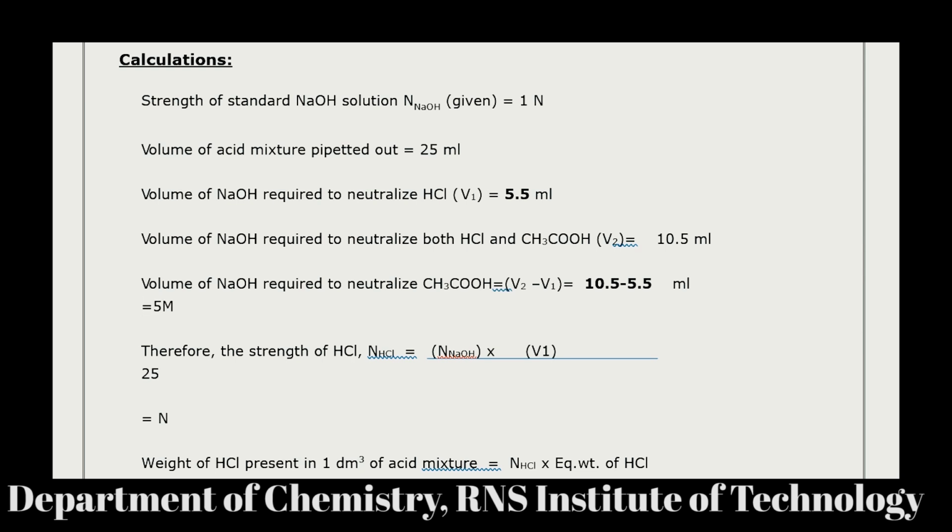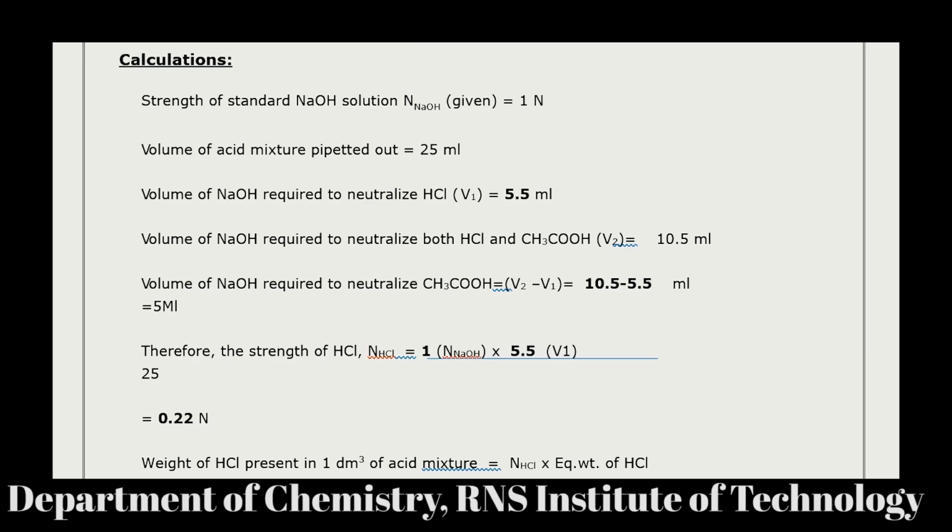Now we should calculate exactly the weight of the HCl and acetic acid. With the help of the conductometer, we are going to get the concentration of the solution. For that, first we should calculate the normality of HCl. Normality of NaOH into V1, the volume of NaOH required to neutralize HCl, divided by capital V, the volume of the sample, 25 ml. So it is 1 into 5.5 divided by 25, which gives around 0.22 normal, the normality of HCl.